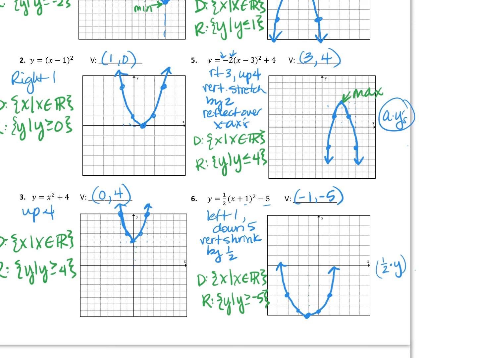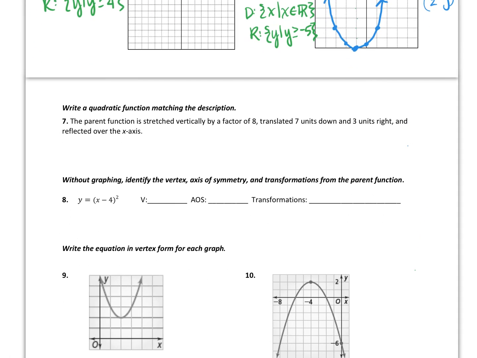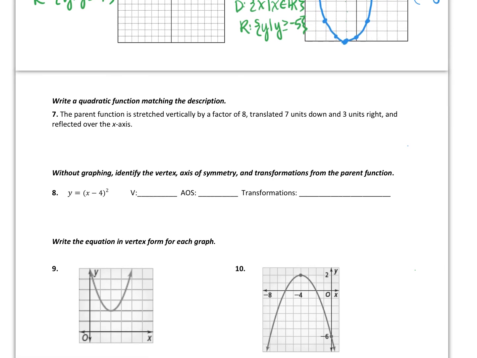So let's look at the next part of your paper. Write a quadratic function matching the description given. So the parent function is stretched vertically by a factor of 8. Okay, so that factor of 8 is my a value. That means it's going in front. Translated 7 units down, so this is at the end of the equation. It's going to be a -7.